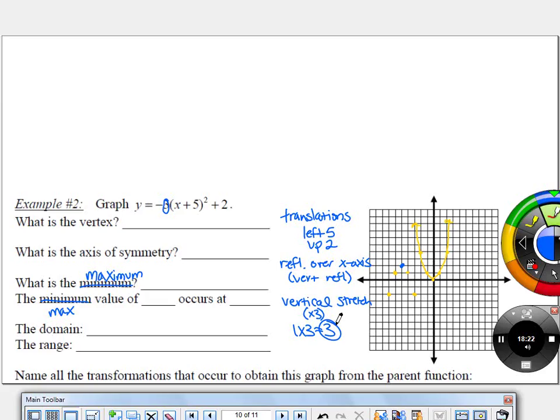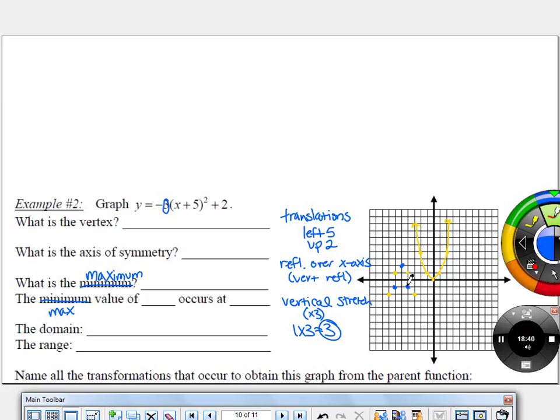Am I moving it left or right? No, because this is all vertical stuff. So not 3 units from where it is right now. 3 units below the vertex, right? It used to be 1. Now we're going to switch so it's 1, 2, 3 units below the vertex. And same with this one.